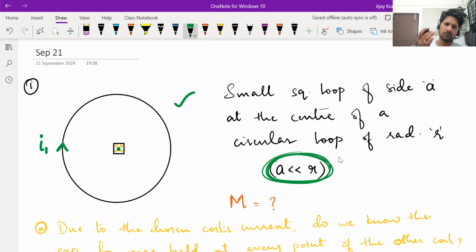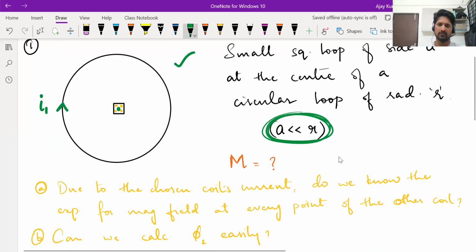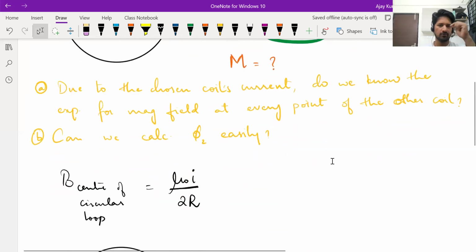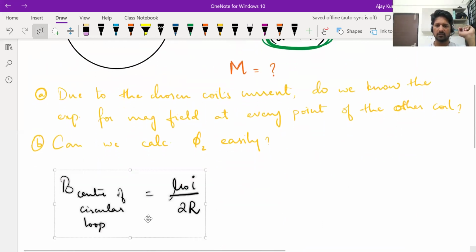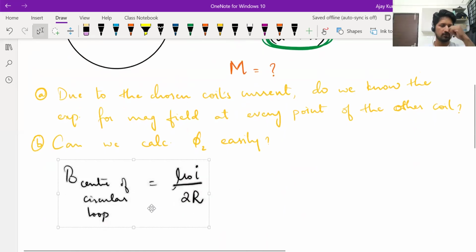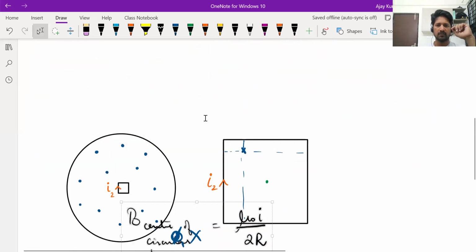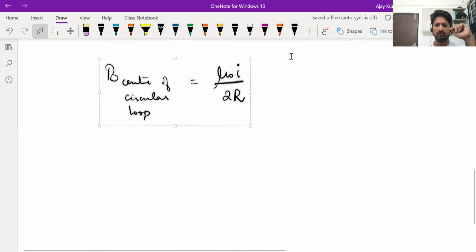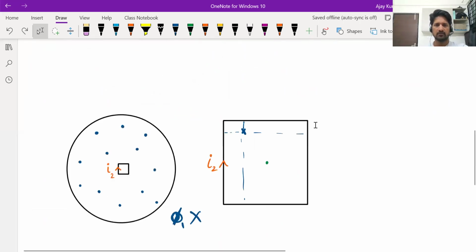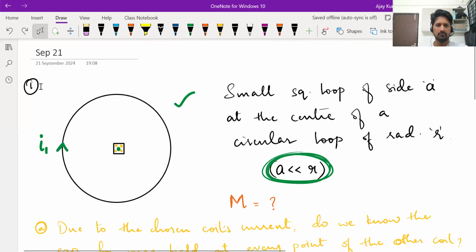Take current in the circular loop, find out field in the square loop, flux in the square loop, divide them, and you will get mutual inductance. So do this, both of you. You have to use this result: magnetic field at the center of a circular loop is mu naught I by 2r. By making use of that, you can find out the mutual inductance in this case. Solve this question.